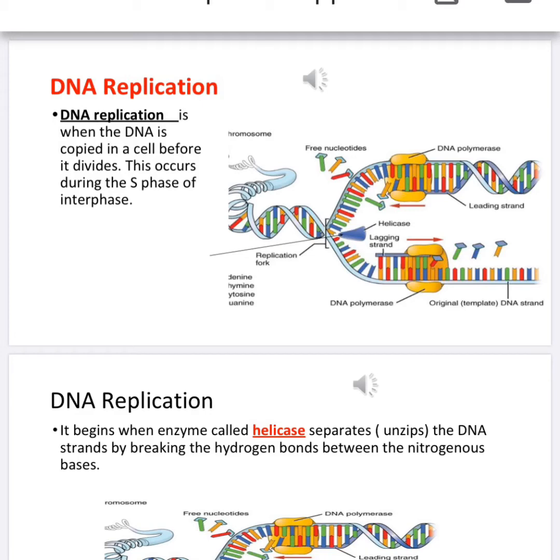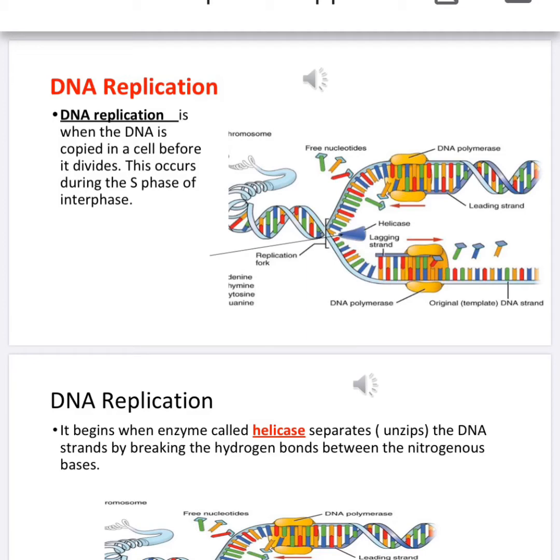Each cell needs to go through cell division, mitosis or meiosis. DNA replication happens to get another copy of DNA because after cell division, we are going to have two daughter cells, and each one is going to receive one copy of DNA. That's why the DNA undergoes DNA replication.